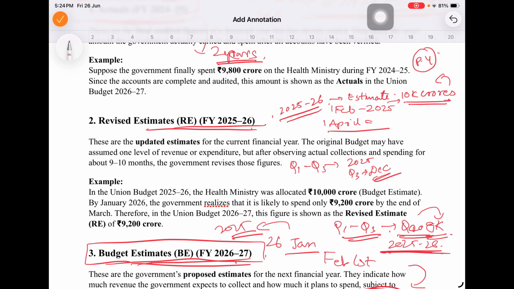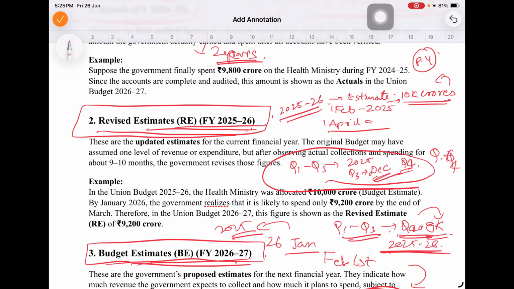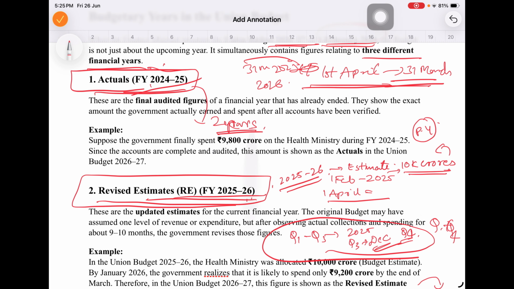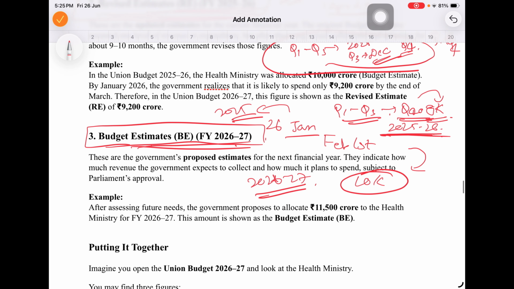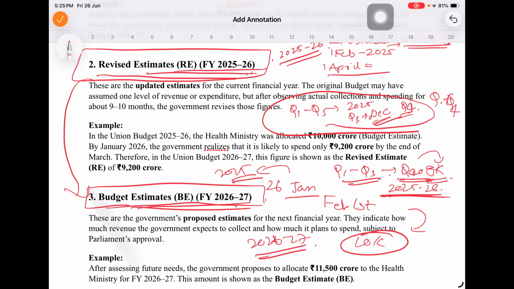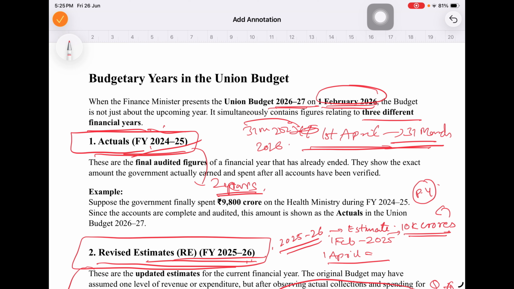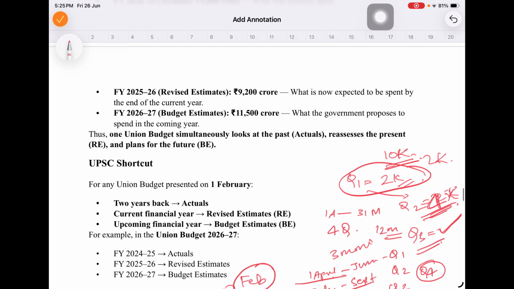So using this latest information, they make an estimate for quarter 4, and that total, quarter 1 to quarter 4, is called your revised estimate. Is that understood? Actuals you do not know for up to 2 years. So I hope you understood what a revised estimate is. And then based on this revised estimate, they make a budget estimate for the upcoming year. So you have actuals, you have revised estimate, and then you have budget estimate.